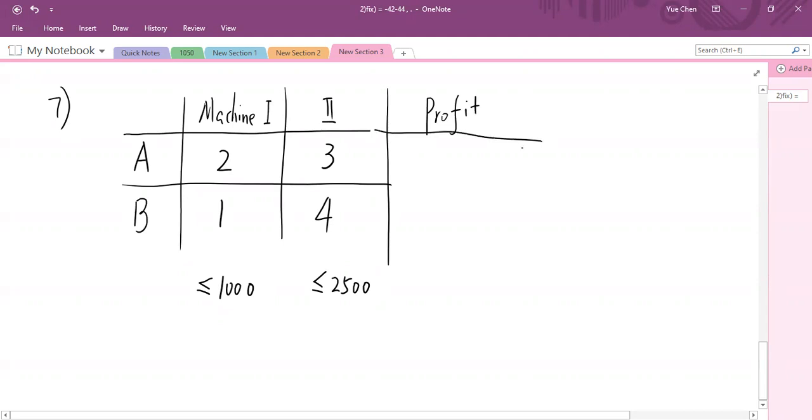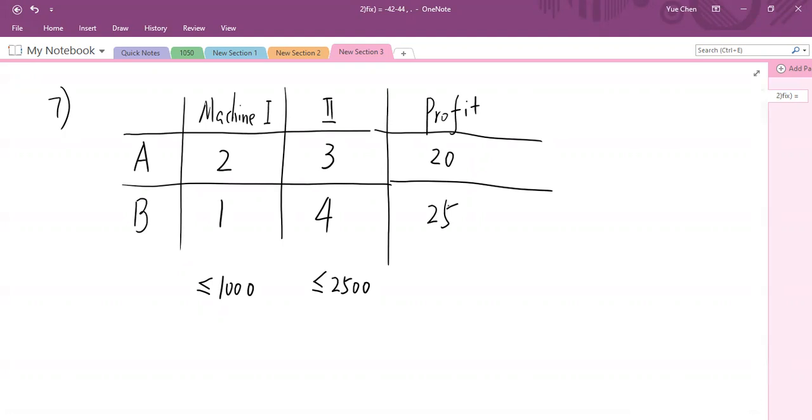If the profit for product A, we can add one more column, which is called the profit. For product A, it is $20. For product B, the profit is $25. Set up a linear programming problem to maximize the profit. So we want to maximize the profit.